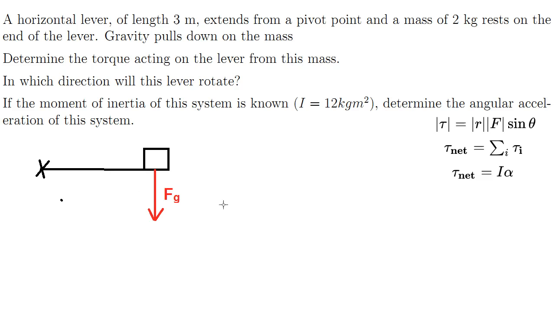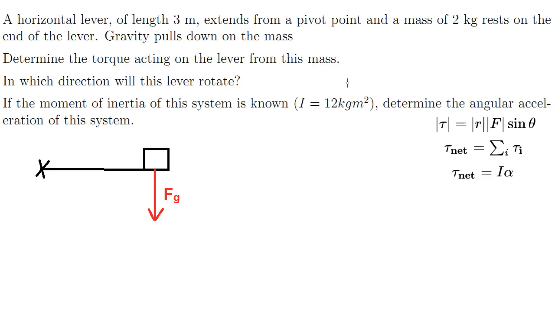Now, to do this, we're going to do a couple of things. First of all, we're going to find every torque that is present here. Every force will create a torque. So here we only have one force that pulls down on this object, and that's just the force of gravity, because it's going to spin the whole system around.